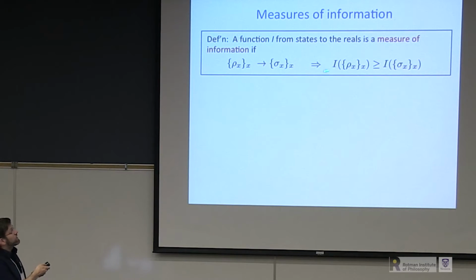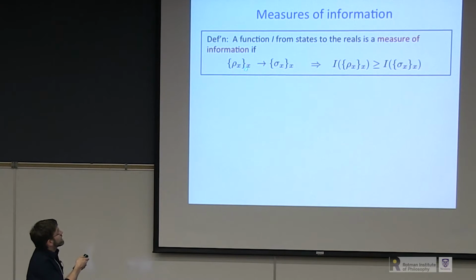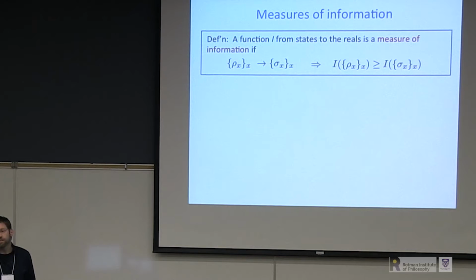So let me just adapt the definition I had earlier. I'll call these functions I now, for information. So a function I from sets of states to the reals is a measure of information if whenever I can convert this set of states to this one, the measure of information on the target is not greater than the measure of information on the source. So the definition is just that a measure of information is something that is not increasing under data processing.